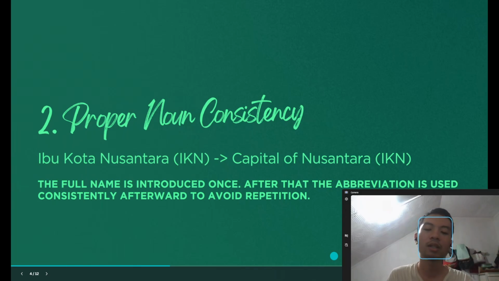Then if the IKN shows up again, like in paragraph 10, I didn't need to explain the abbreviation again, so I just write it as IKN. This technique helps avoid repetition, of course, and makes the text easier to read for the audience.